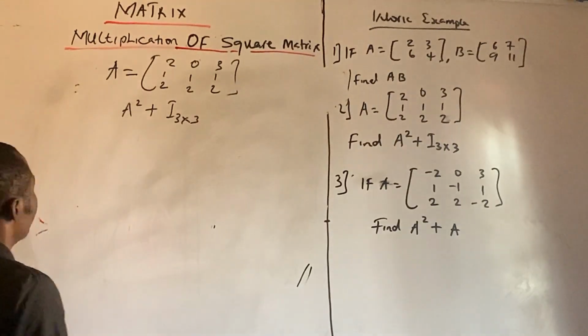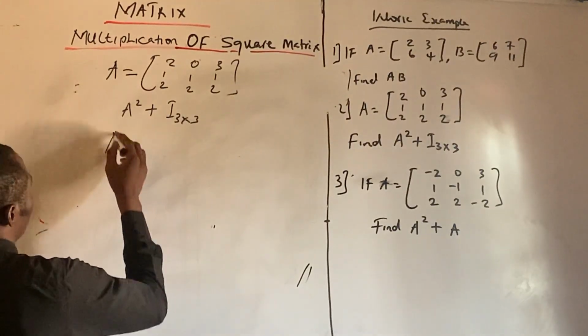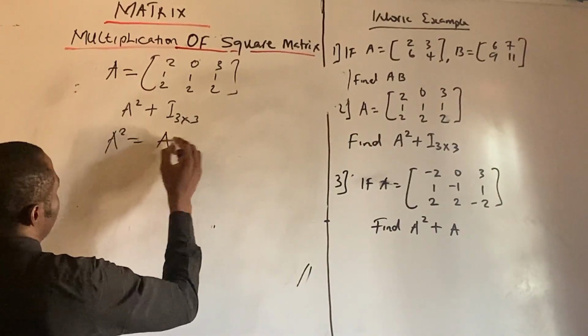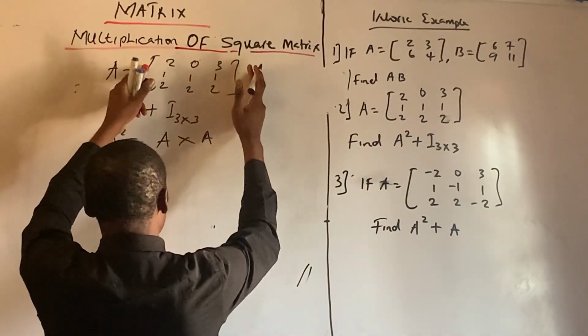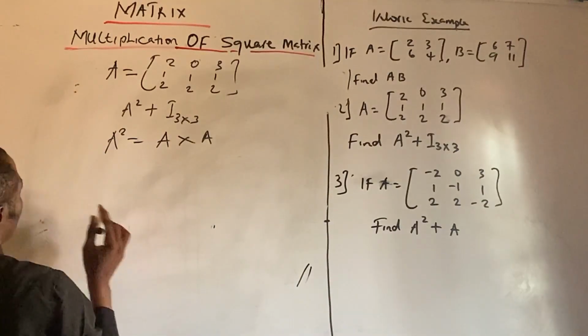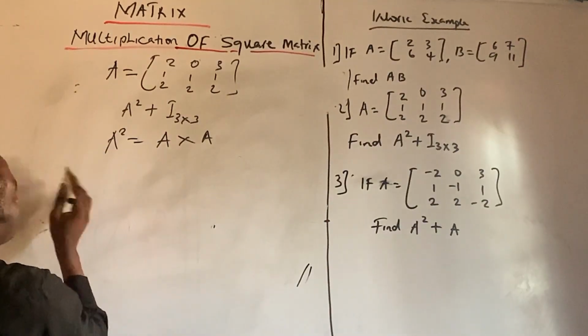Now, we want to find A raised to the power of 2, which is simply A times A. How do we do that? We'll take this value and multiply it with this value. Let me divide the board. Let's manage the board now.